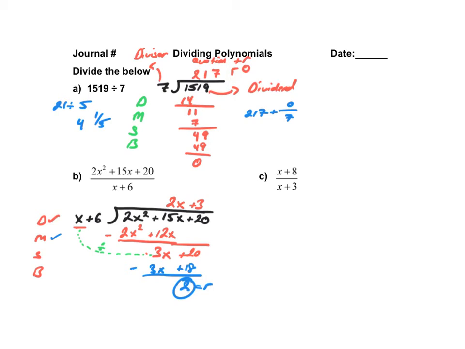So how can I write that? Just like I did up here, 21 divided by 5, I put 5 into 21, and I got 4 and 1/5, because the remainder was 1. Same here. It's going to be 2x plus 3 plus the remainder over the divisor.